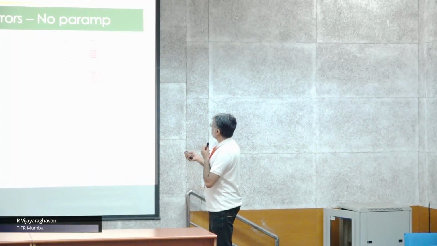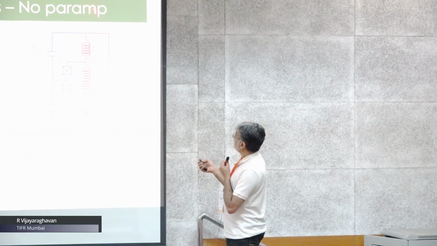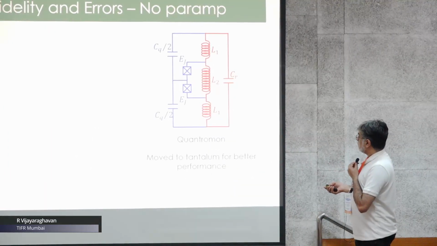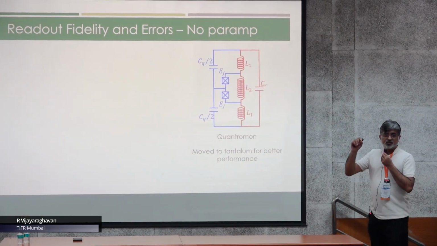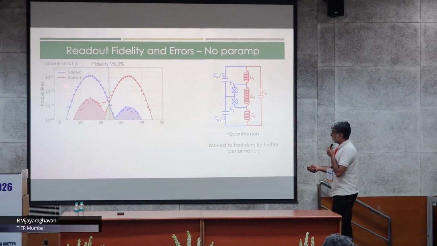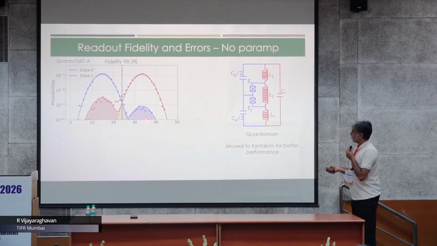Okay. So here are the experiments on one of the devices without using these low noise amplifiers, called parametric amplifiers or paramps. These devices use tantalum as the superconducting material for the rest of the circuit, except for the Josephson junctions, which are always made out of aluminum. And these are the measurement histograms we obtained without using low noise amplifiers.